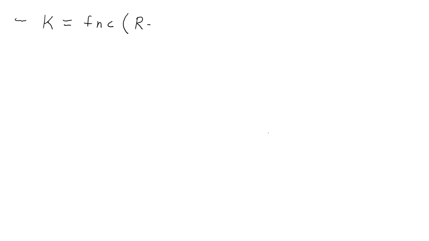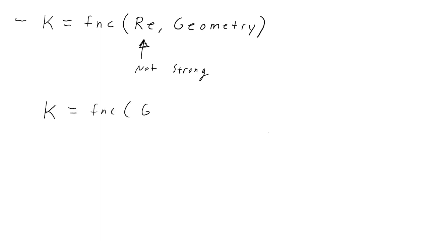But generally it's going to be a function of the Reynolds number, and it's also a function of the geometry. Now, generally, the Reynolds number dependence is not that strong. So for the purposes of this class, we're not going to say that the Reynolds number dependence is important. Really, we're just going to say that K is just a function of the geometry.